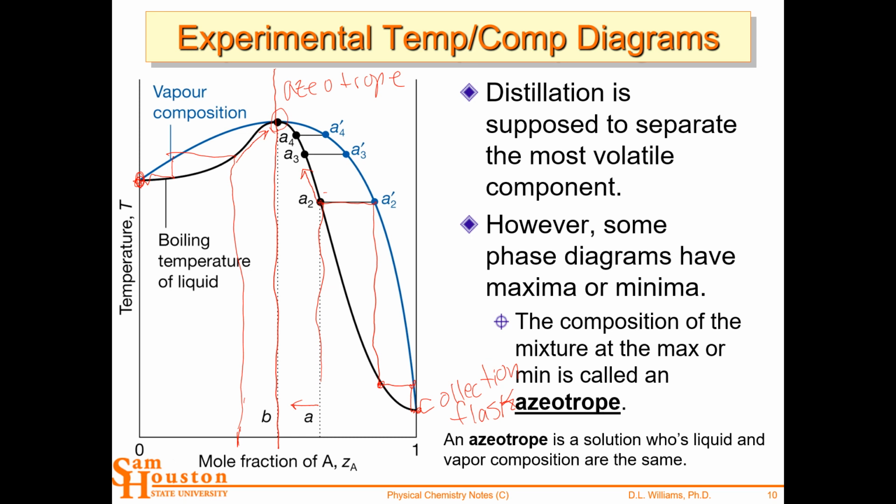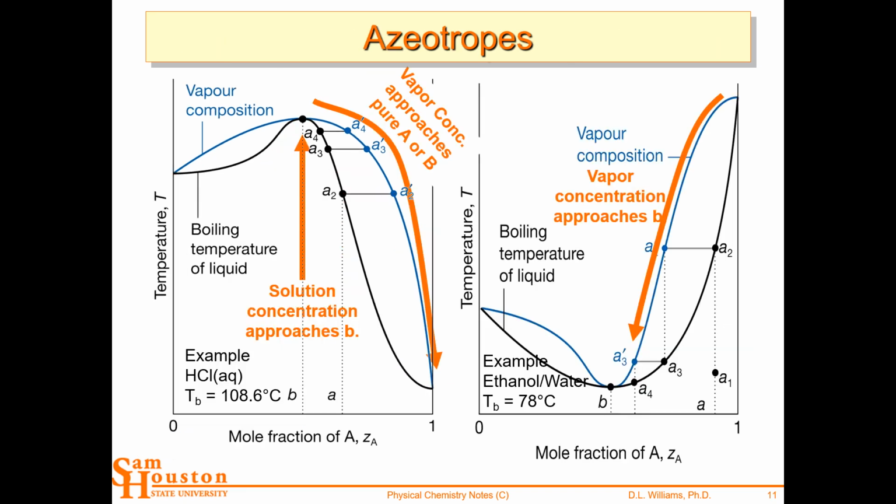High boiling azeotrope. Doesn't have to be a high boiler. It could be a low boiler. So on the right is a low boiling azeotrope. Now, an example of a low boiling azeotrope would be ethanol and water. This diagram's not to scale for ethanol and water, but anyway, it's a good example.